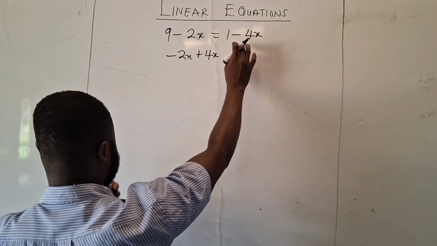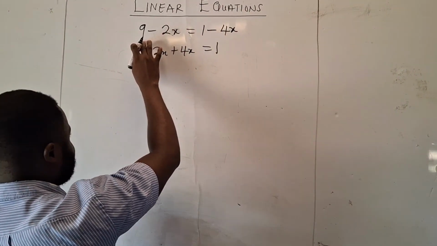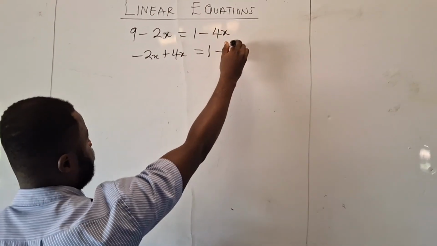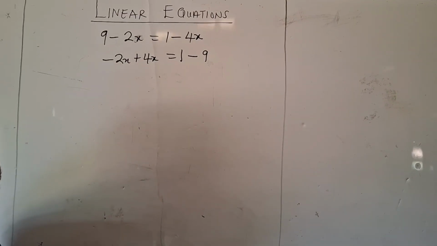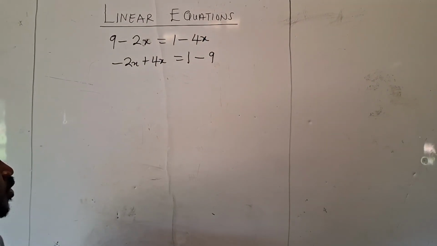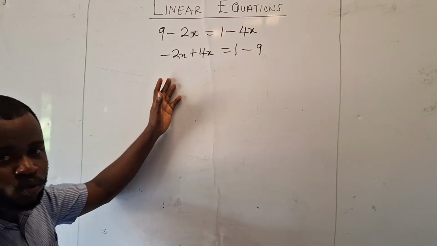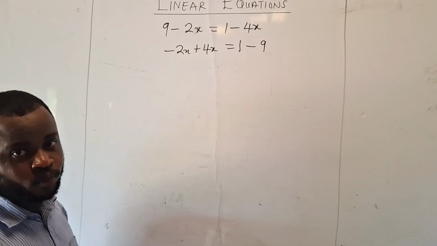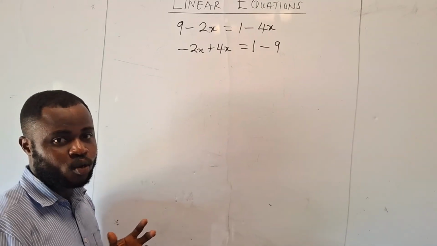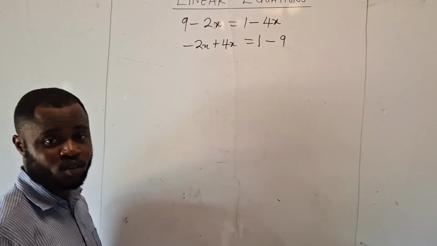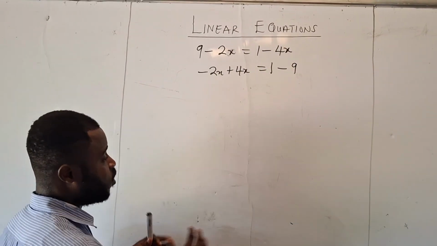The negative is also affecting the 4. Then we have is equal to 1 is here. Then the 9 here is positive, so it will be negative here. Now negative 2x plus 4x, what does it mean? I've always been telling my students that negative, just take it that you are owing. Let's say you are owing 2 and you gave the person 4. It means there will be a balance of 2. You are owing 2 cedis or $2 and you give the person $4. So the person will give a balance of 2, which will be a positive number.